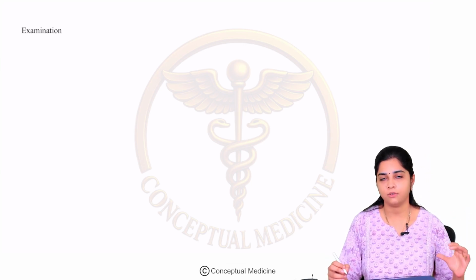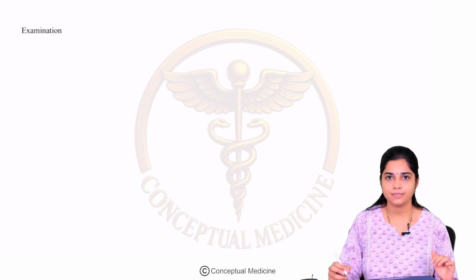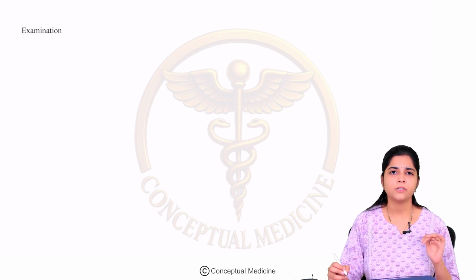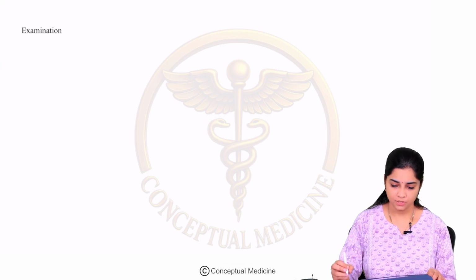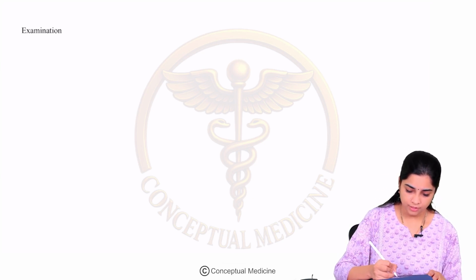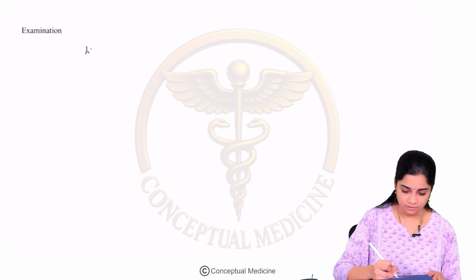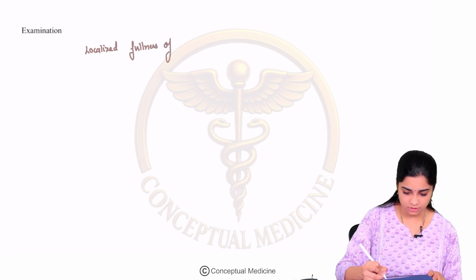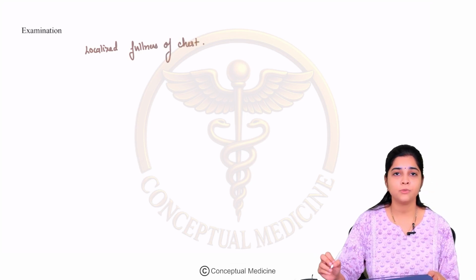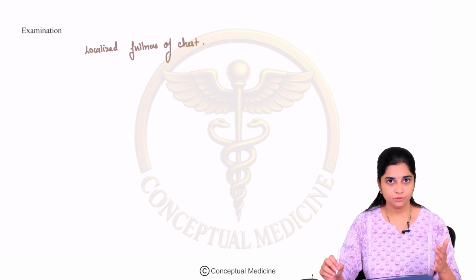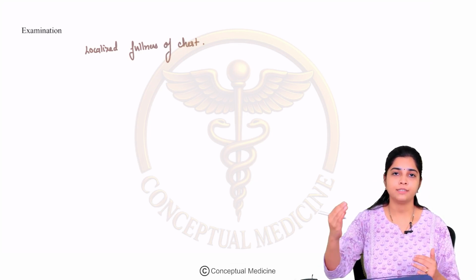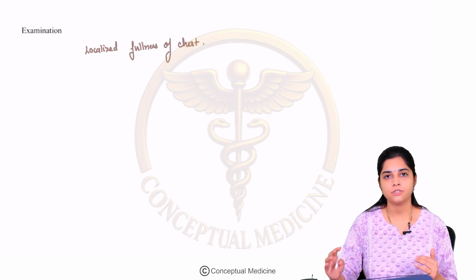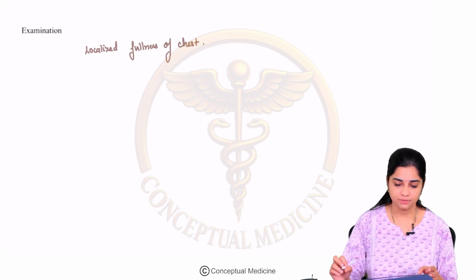So we have done your history. So you've localized that this is a pleural pathology. So what all will you find on your examination? So on the examination, you will find that there can be a localized fullness of the chest. So if this is a right-sided pleural effusion, when you just inspect the patient, you might find that there is fullness or bulges which are present on that particular side.